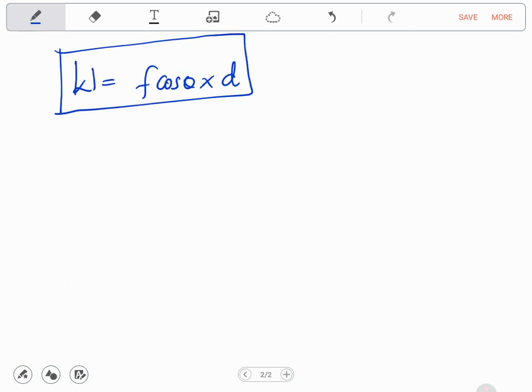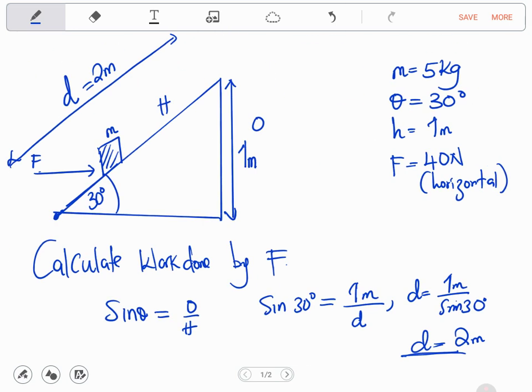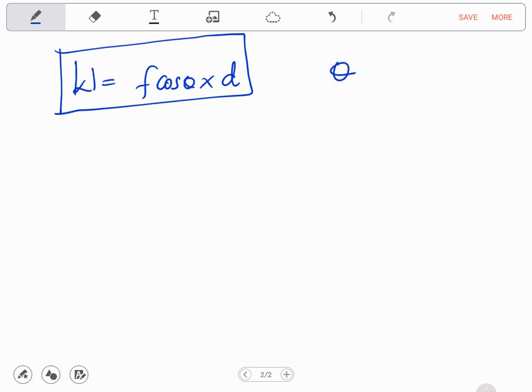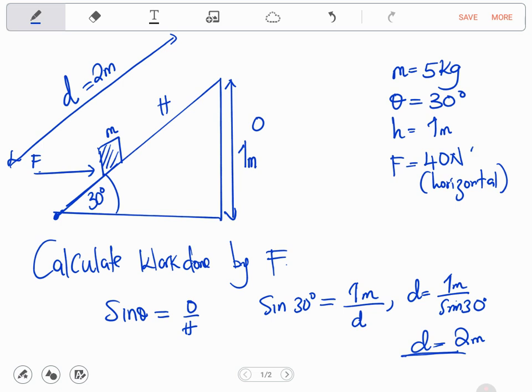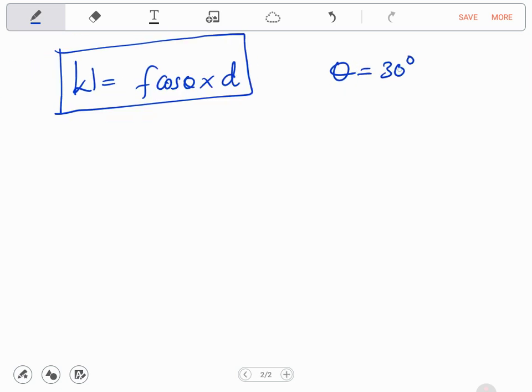Now, looking at this diagram that we've been given here, you can see that the horizontal F makes an angle of 30 degrees with the incline, meaning the theta we are getting is 30 degrees, nothing else. So given F is 40, the angle theta 30, and the displacement 2 meters, can we now find the work done? F times D, it doesn't matter if you swap them, it's fine.